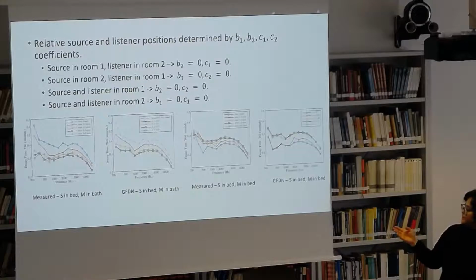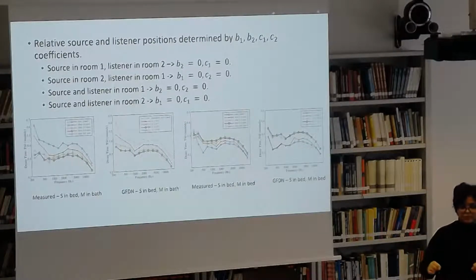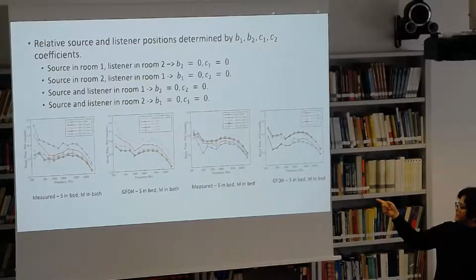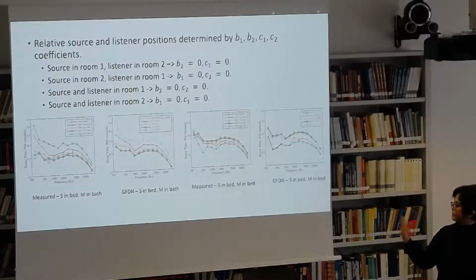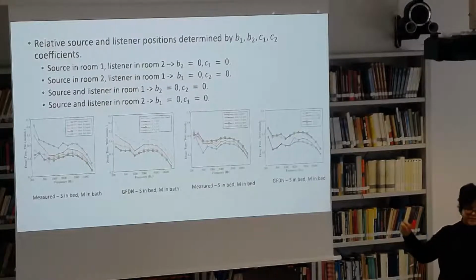So in these plots, first I place the speaker in the bedroom and the microphone in the bathroom. So that's the plot on the left that I'm talking about. And as I slowly opened the door between them and recorded the impulse responses, I observed a net decrease in the T60. And this makes sense because the bathroom is very reverberant, but as I'm coupling it with a less reverberant room, then the net T60 actually decreases. And the same behavior is observed in the GFDN when I placed the source in one room and the listener in the more reverberant room.